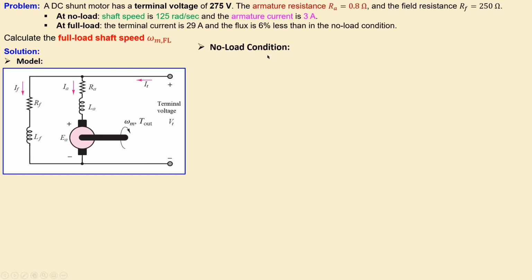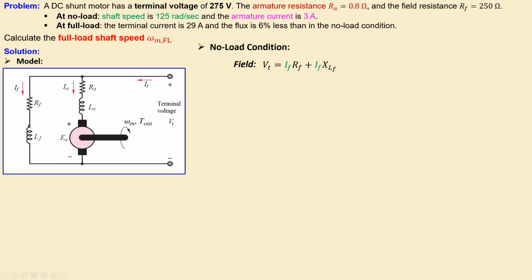Let's first look at the no load condition. For the field, the situation is as follows. We know that the field has the exact same terminal voltage as the armature, so we can say the field voltage is equal to the voltage across this RF plus the voltage across this inductor.